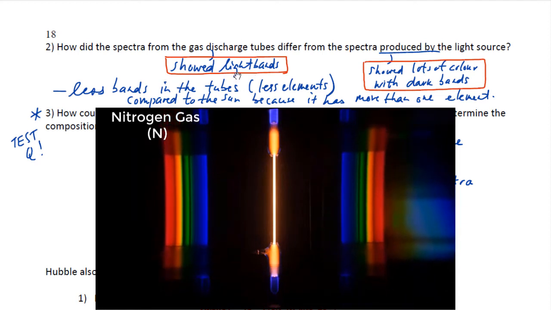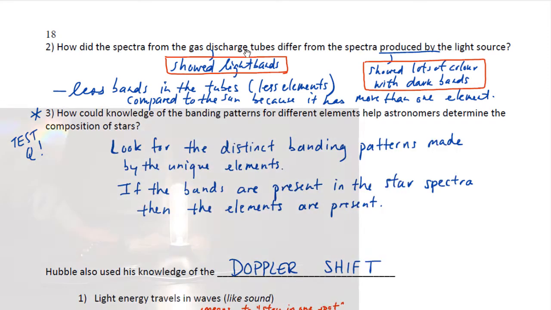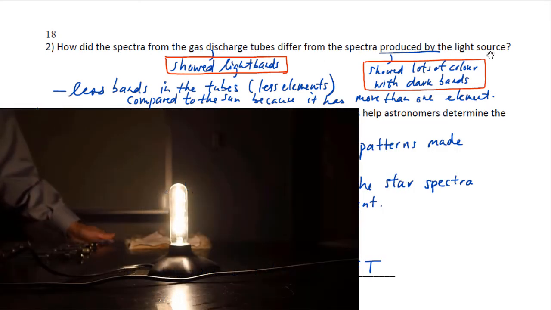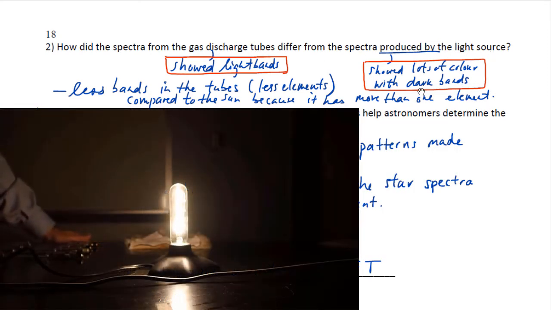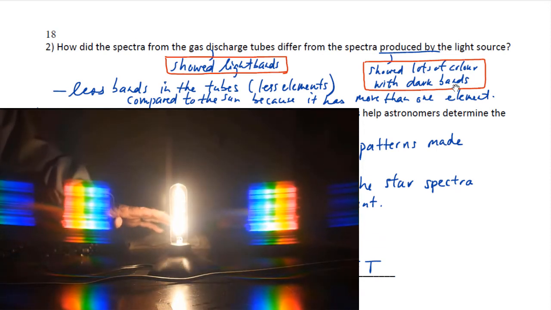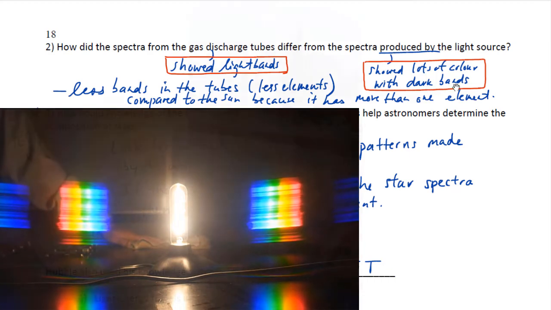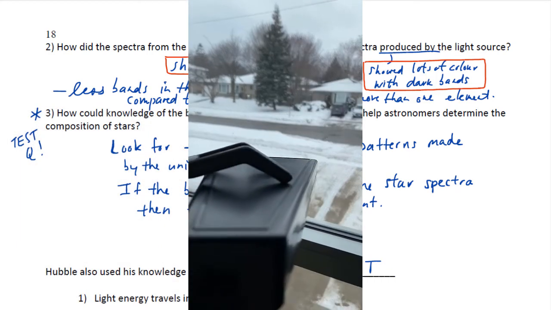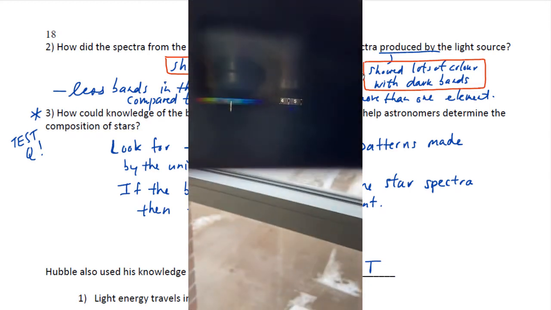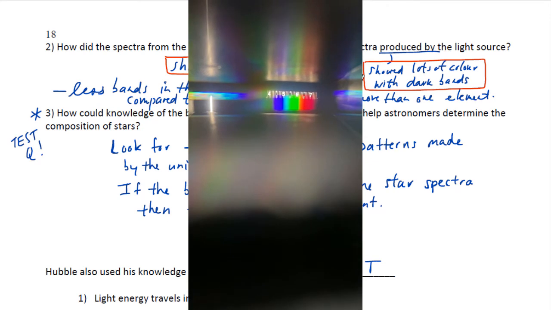So you can see the light bands showing up when you have the gas discharge tubes. But when you looked at the full light source, what you actually saw then was lots of color with maybe a few dark bands. Let's say we were looking at the fluorescent light. There were a few dark bands in there. If you were looking straight at the sun as your light source, we can see that it is a full wash of color because the sun is going to supply all types of light to us. So we'll see a full spectrum.